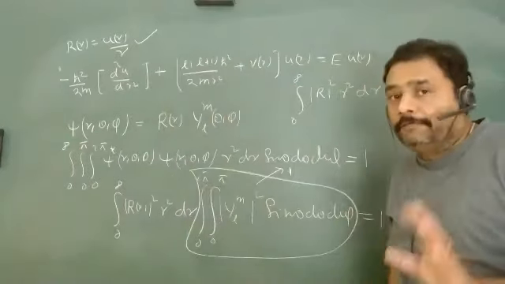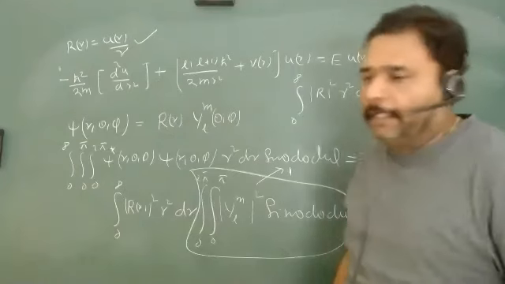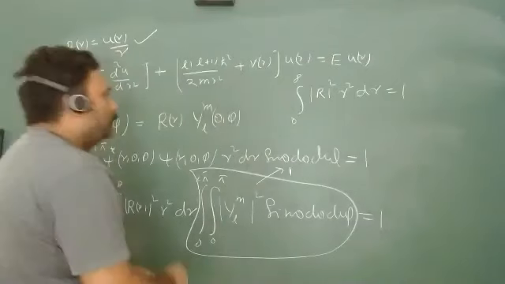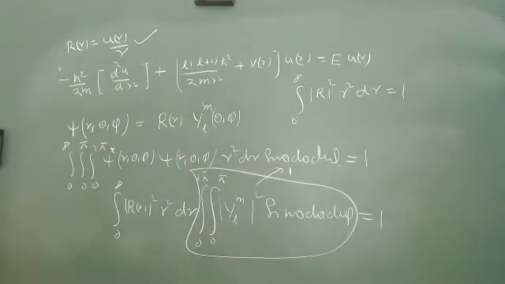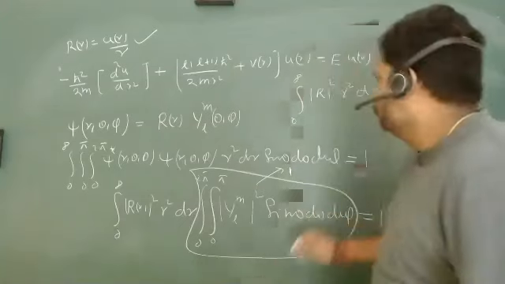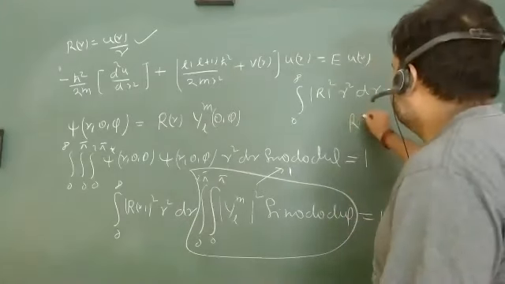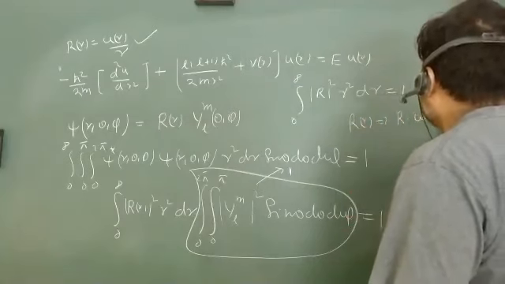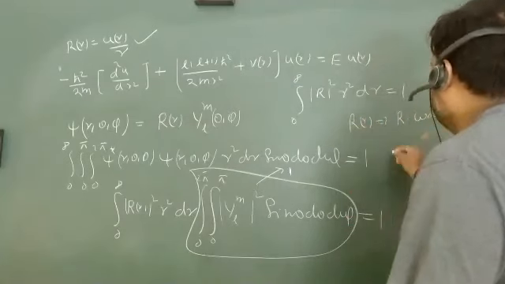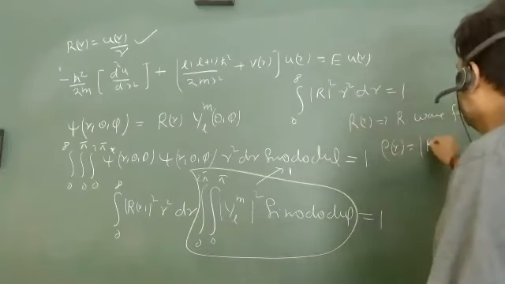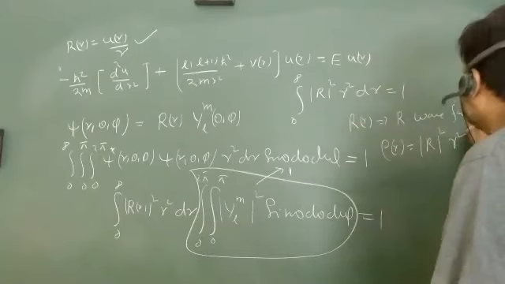And here we are going to define the radial probability density. So are you getting this up to this mark? Let's try to define the radial probability density. If R is the radial wave function, then the radial probability density rho of r is basically mod R square into r square.